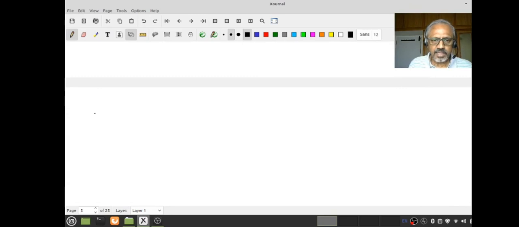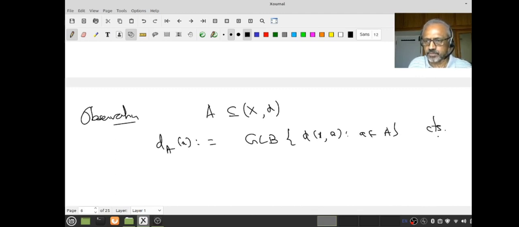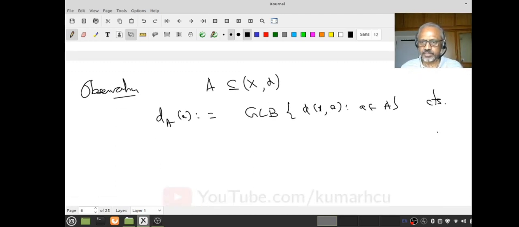Okay, now the last observation. Do you remember, if A is a subset of a metric space (X, d), we define d(x, A)? That was by definition the GLB of d(x, a) as a varies over capital A. And we proved this is continuous. In fact, we proved something stronger, uniformly continuous or Lipschitz continuous in a metric space sense. But anyway, we know it's continuous. We have proved all those things. But what I want to know is, when is d(x, A) 0?